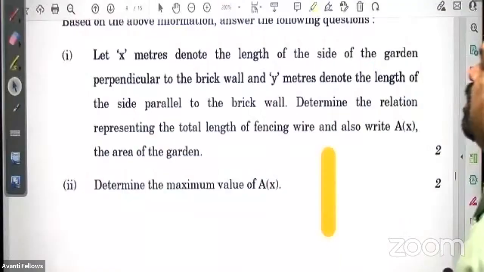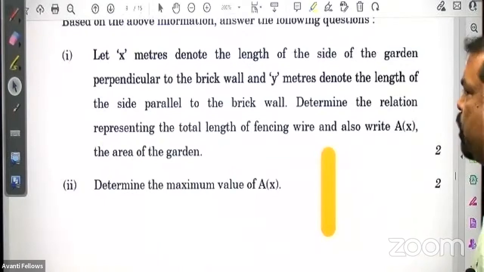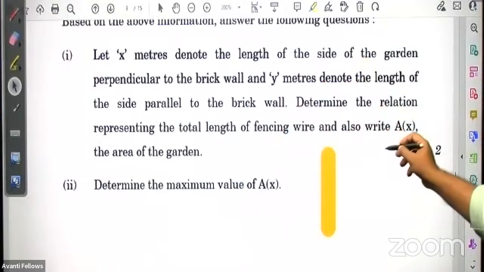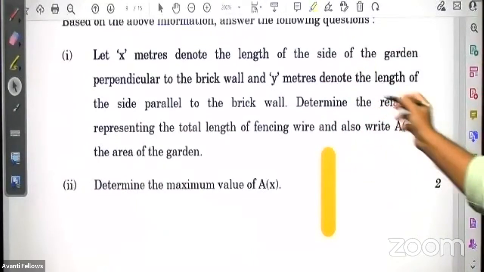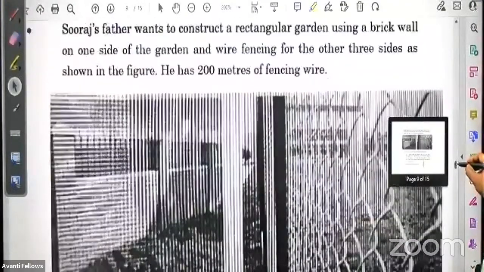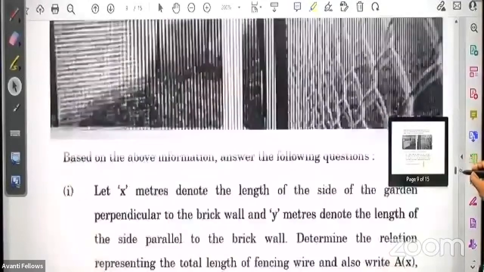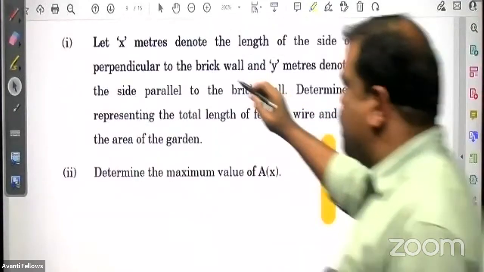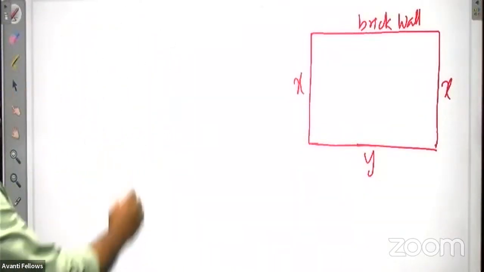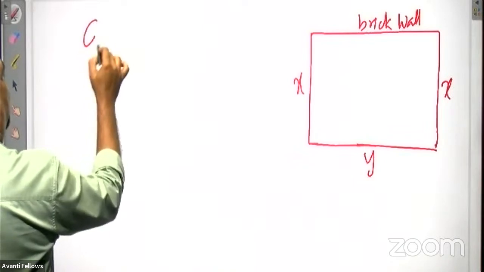Okay. Once again, you see the question. x meters denote the length of the side of the garden perpendicular to the brick wall, and y meter denote the length of the side parallel to the brick wall. Determine the relation representing the total length of fencing wire, and also write A of x. So actually, what is the length of the wire given here? 200 meters. Okay. The total length of the wire which is given is 200 meters actually. So according to the given condition, what is given here?